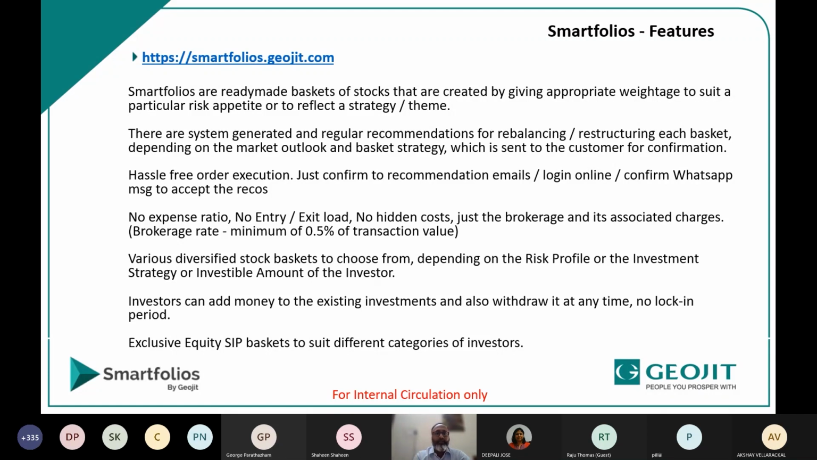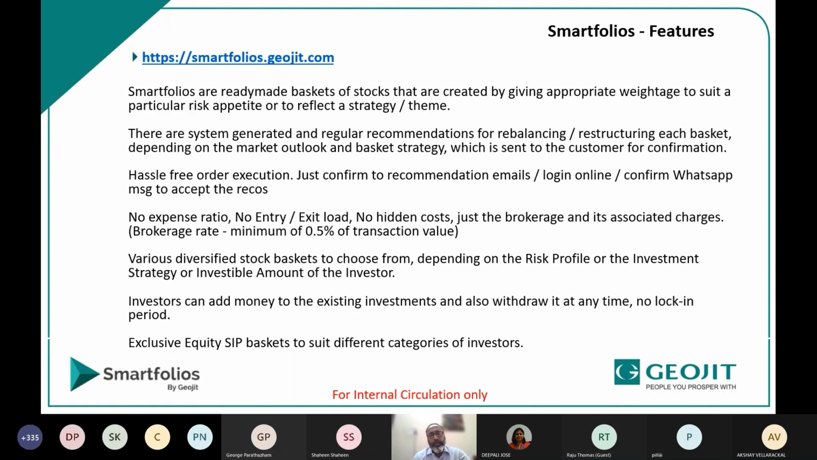So we will send you the recommendations. The initial recommendation will come to you. So when you register, when you log on to Smartfolios, you choose a particular basket of stocks to invest in. You register for that particular basket. We will send you the initial recommendation, not just the initial recommendation. Now, out of the basket, let's say out of 12 or 15 stocks, we cannot guarantee that all the 12 stocks or all the 15 stocks will definitely outperform.